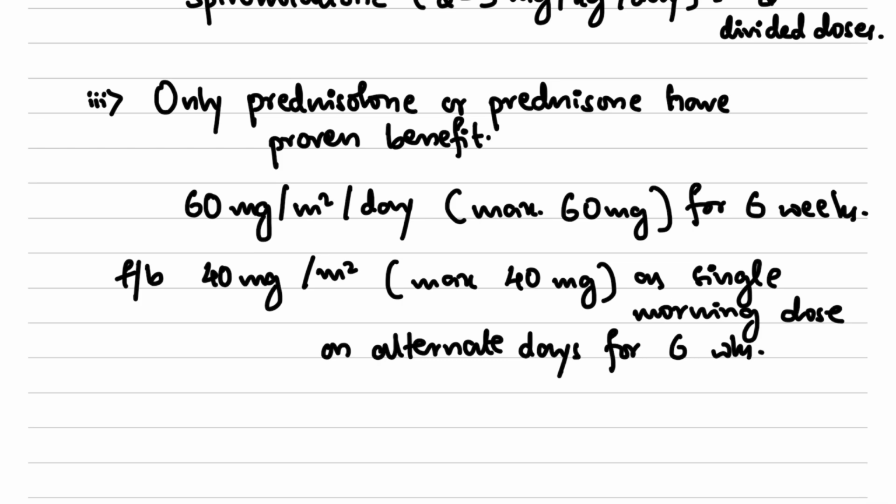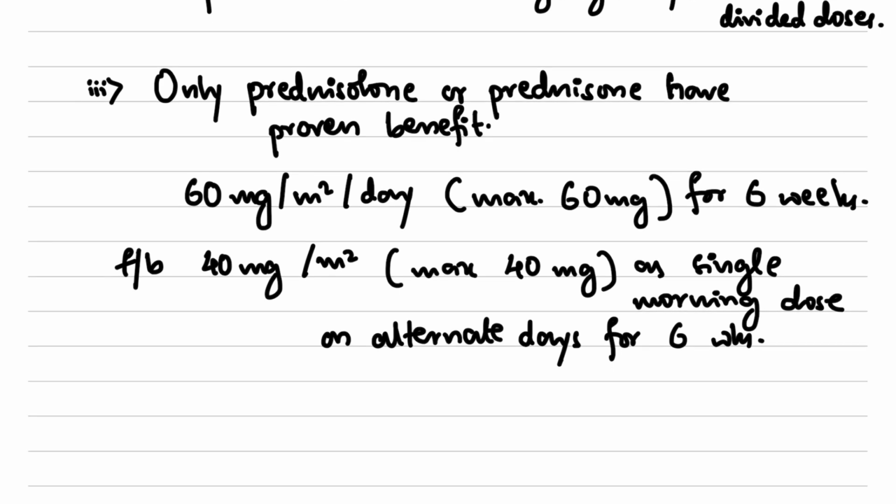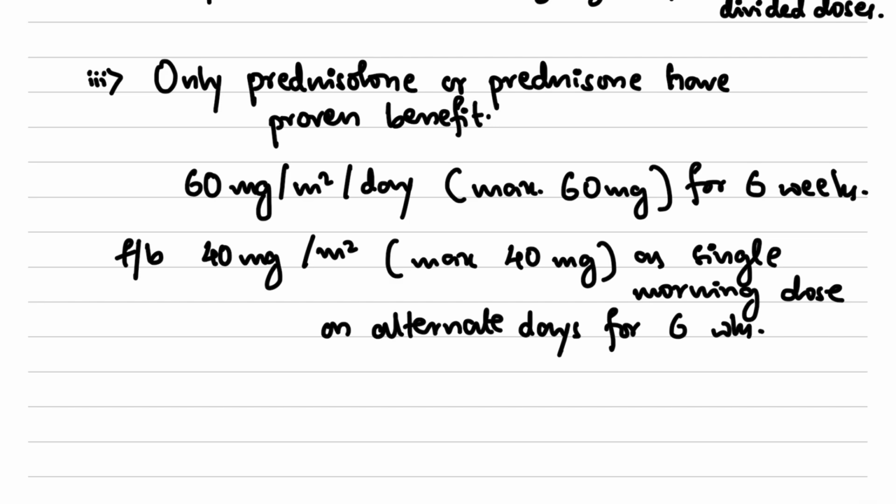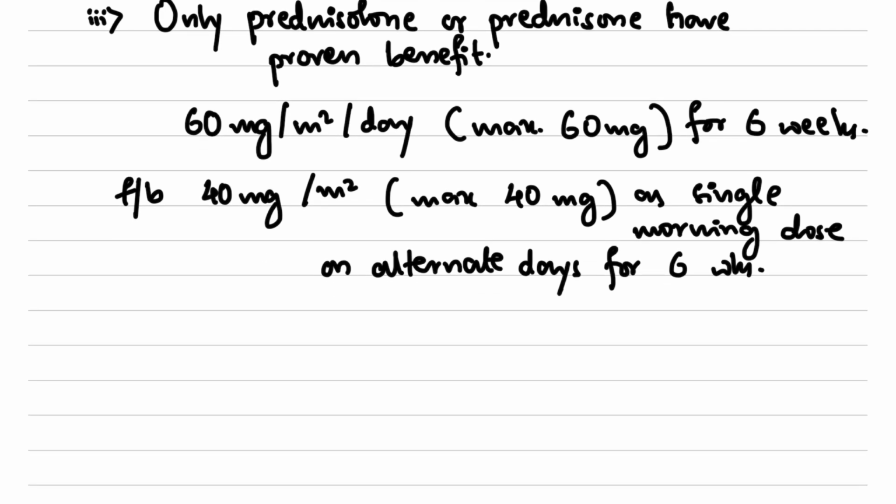So we know that the most common lesion in the pediatric nephrotic syndrome is the minimal change disease, and it has a 95% cure rate with the steroid therapy. We'll usually start with the prednisolone 60 mg per meter square per day, maximum of 60 mg for 6 weeks given every day, followed by 40 mg per meter square per day, maximum of 40 mg, which is given as a single morning dose on alternate days for the rest of 6 weeks.